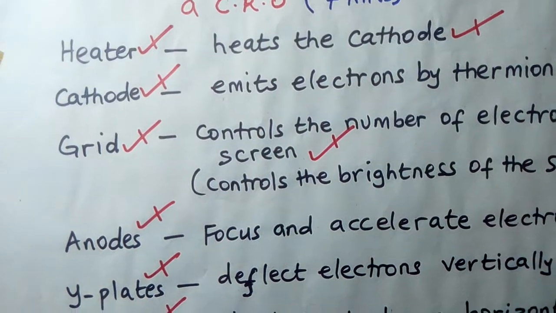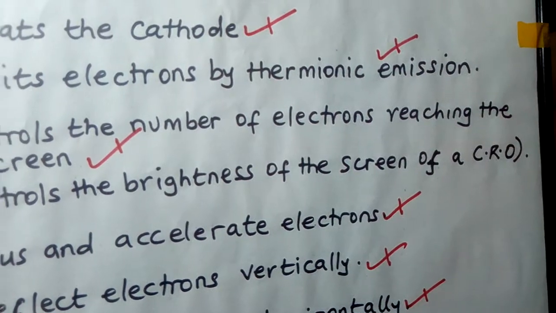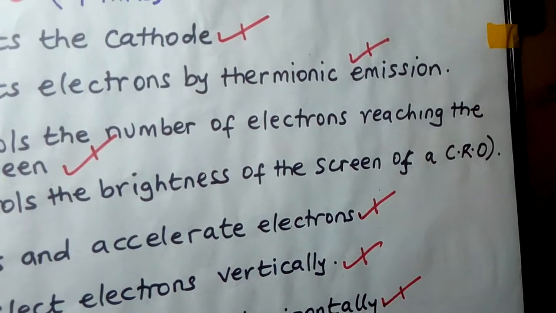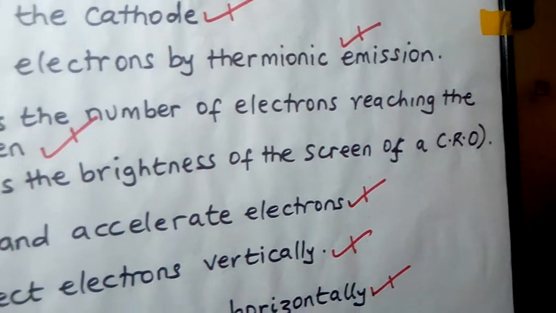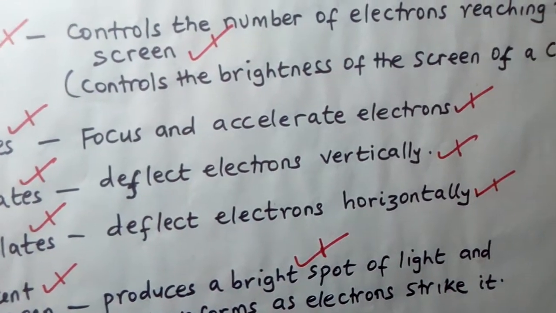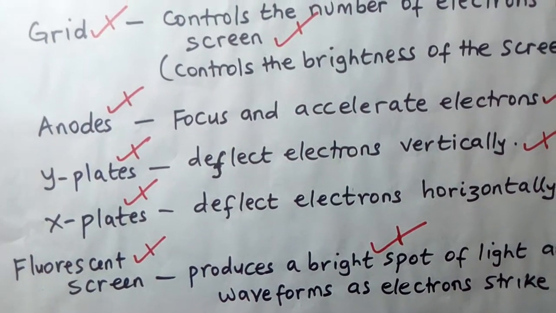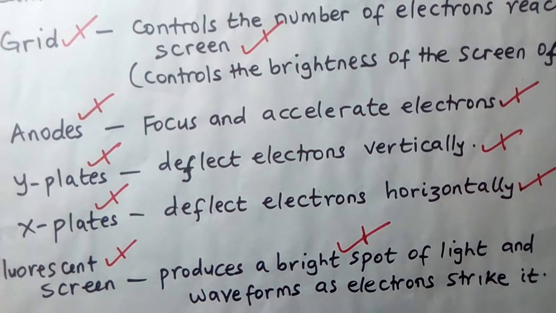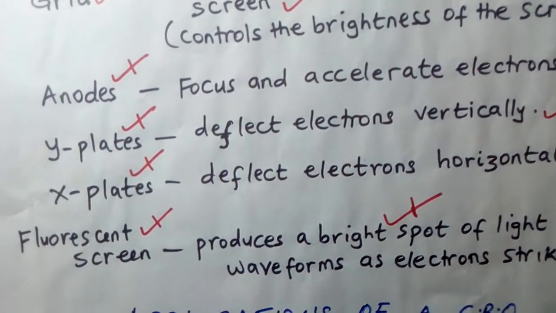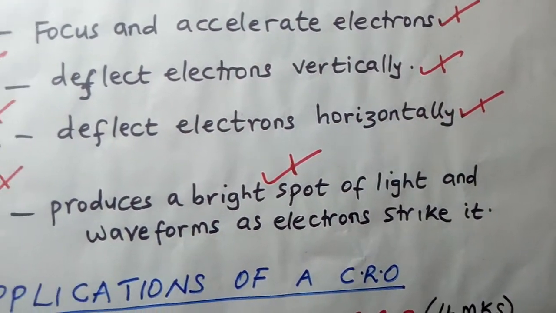The grid is the next one. It controls the number of electrons which are reaching the screen. And for that reason, it controls the brightness of the screen of a cathode ray oscilloscope. The anodes, their work is to focus and accelerate electrons towards the deflecting system. The Y plates and X plates, their work is to deflect electrons. Y plates will deflect electrons vertically. Then the X plates will deflect the electrons horizontally.